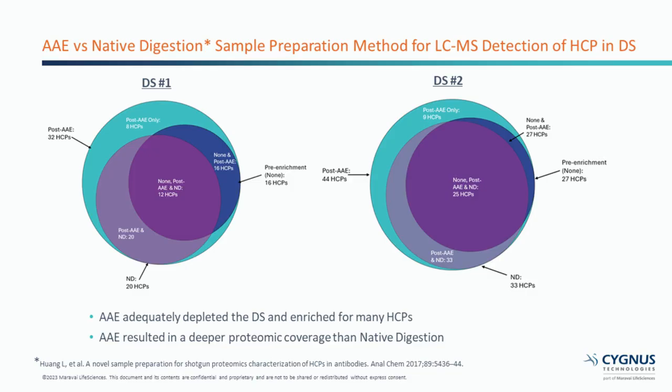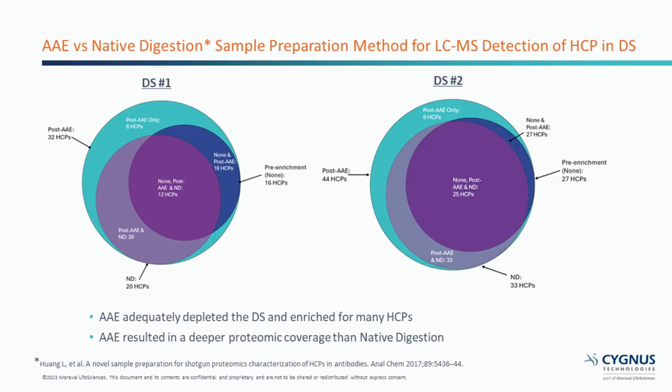You can see that without enrichment, there were 16 and 27 HCPs in drug substance 1 and drug substance 2, respectively. In both cases, AAE outperformed native digest in terms of number of proteins identified. AAE enrichment resulted in 32 HCPs identified, while native digest identified 20 HCPs in drug substance 1. Likewise, AAE enrichment resulted in 44 HCPs, while native digest sample preparation enabled identification of 33 HCPs in drug substance number 2.